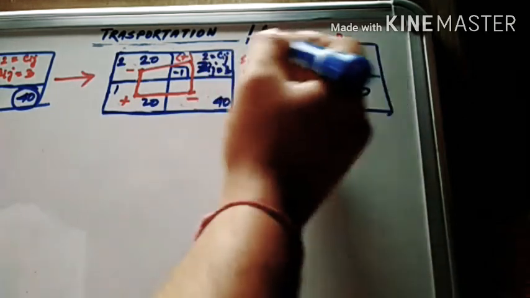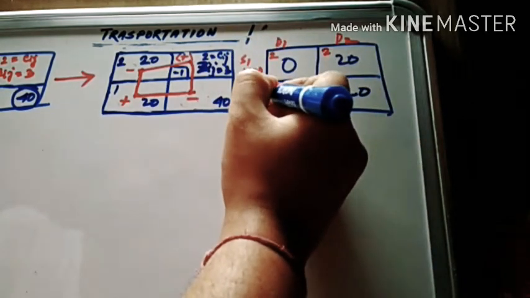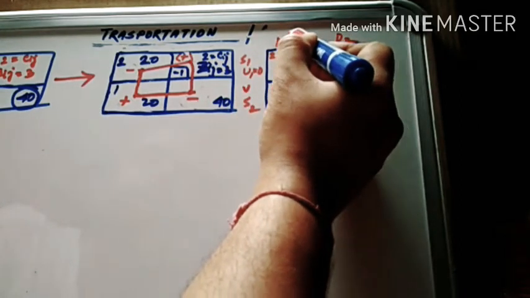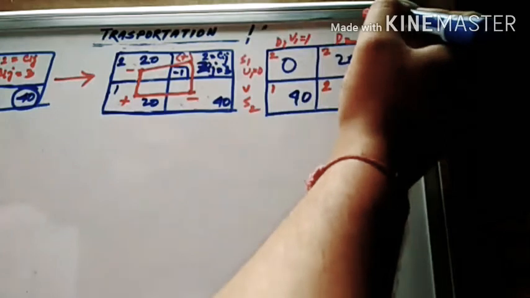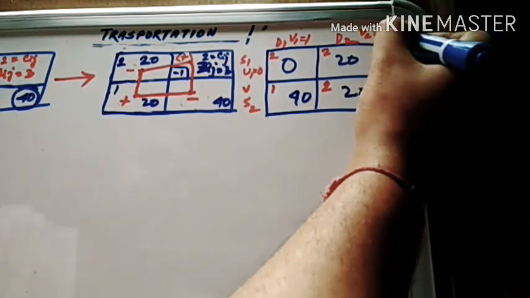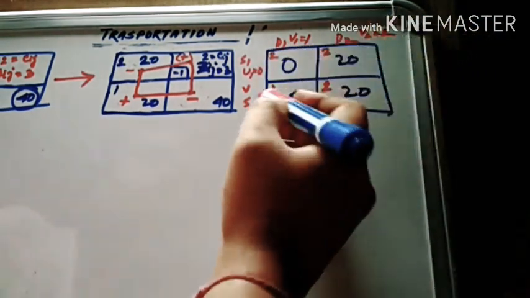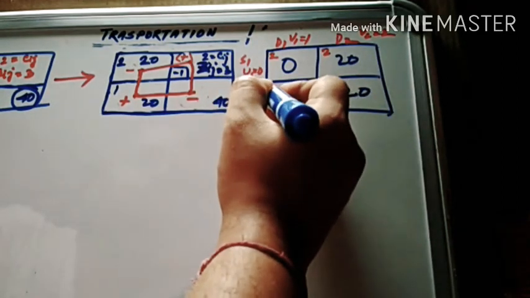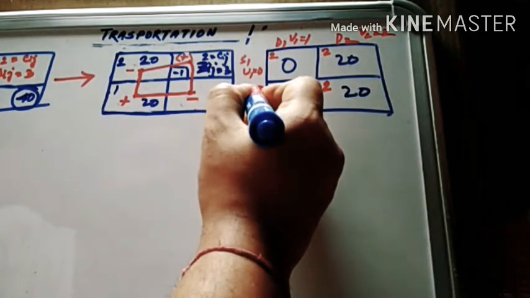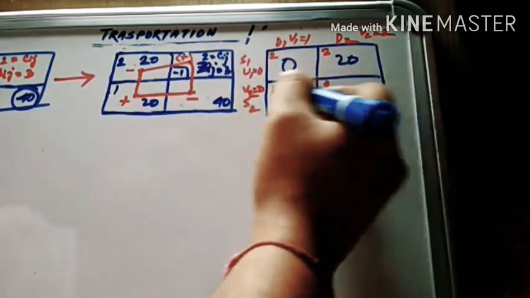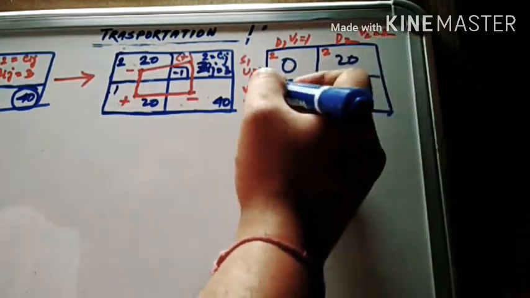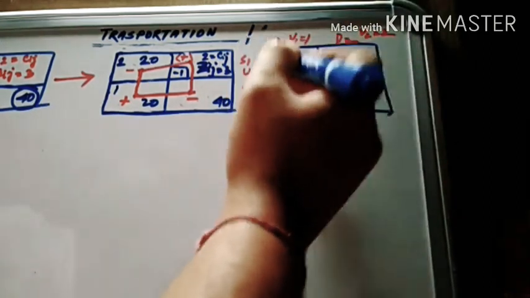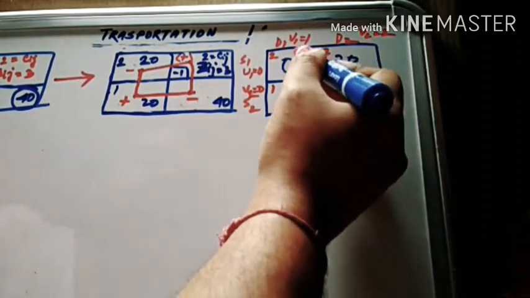Now this one is U1 equal to 0, and V1 we have calculated as 1, and V2 we can calculate from here as 2. This one is U2, U2 is 0, so V2 is 2. No problem.